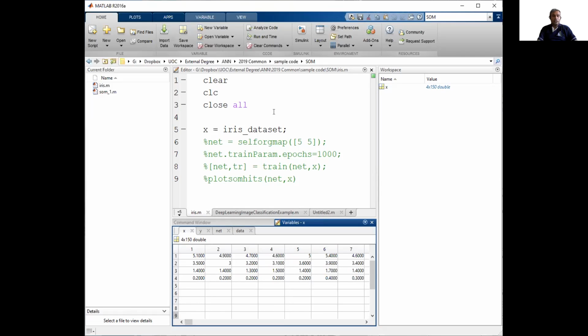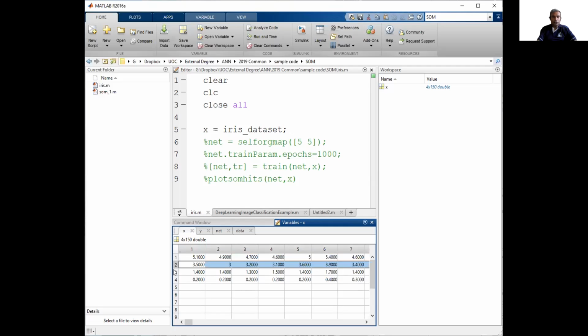Then we are going to create what is known as a self-organizing map. In the self-organizing map, what you do is you take a data set with multiple dimensions and try to reduce it into a two-dimensional plane. So what do we mean by multiple dimensions? Dimension means the number of attributes you input into your neural network. In this case, we have 4 attributes: 1, 2, 3, 4. Petal length, petal width, sepal length, and sepal width. So they have 4 dimensions.